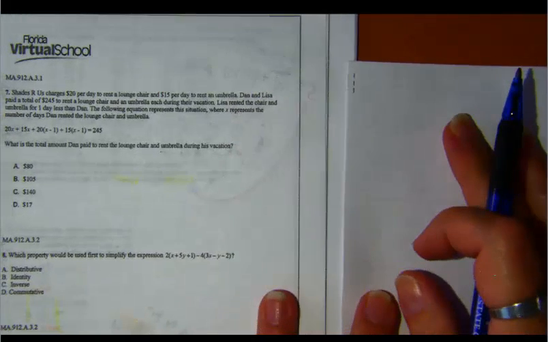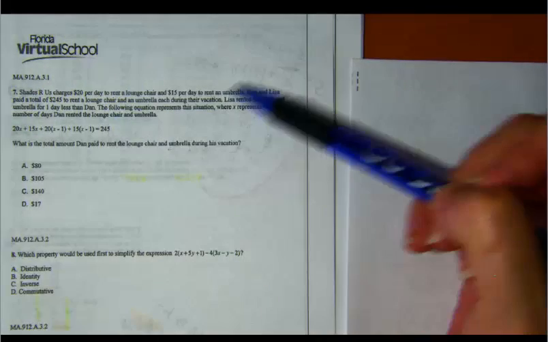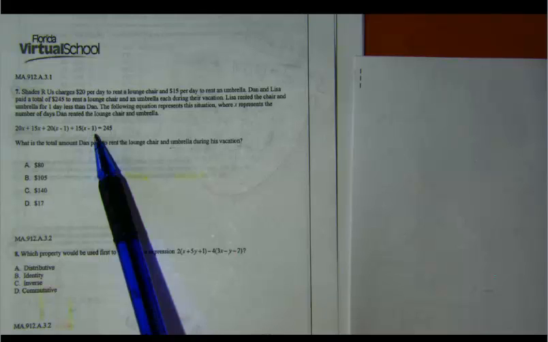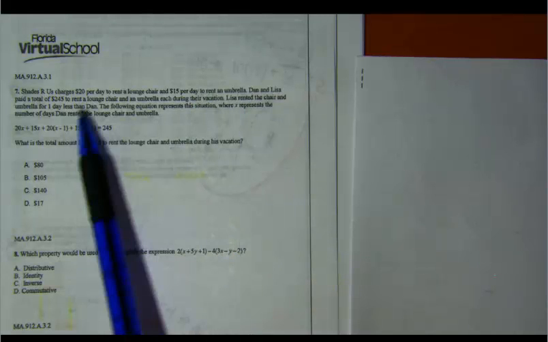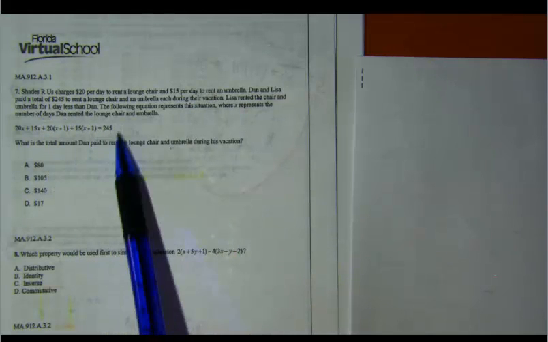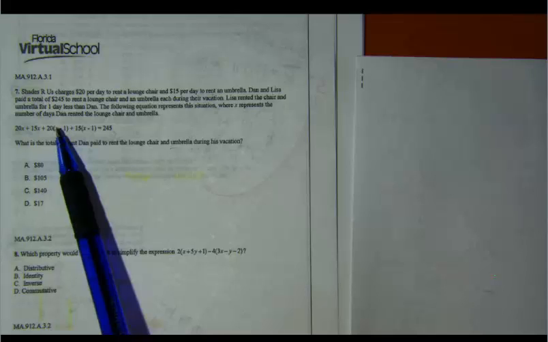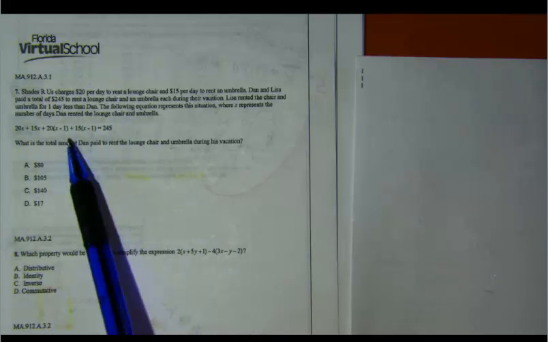Okay, so we have number 7 says Shades R Us charges $20 per day to rent a lounge chair. Oh, look at that, they give us the formula again. Okay, so $20 per day to rent a lounge chair and $15 per day to rent an umbrella. Dan and Lisa paid $245 total. And then Lisa rented the chair and umbrella for 1 less day than Dan.